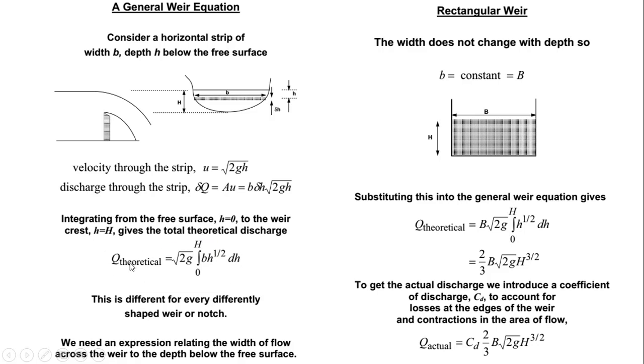So this is the general equation that we have: Q theoretical is equal to square root of 2G times the integration from 0 to H of B H to the power half dH. If you've got a rectangular weir, we still use this same equation. Then what you are going to get here is Q equal to 2/3 B square root of 2G H to the power 3/2. Then if you want to find the actual, we multiply this theoretical by CD.